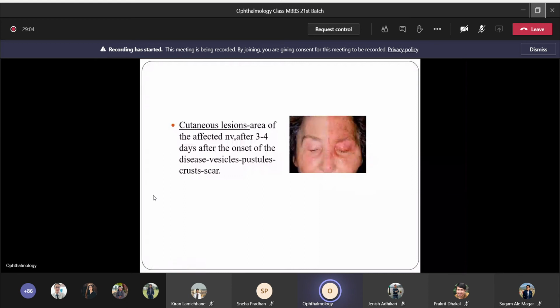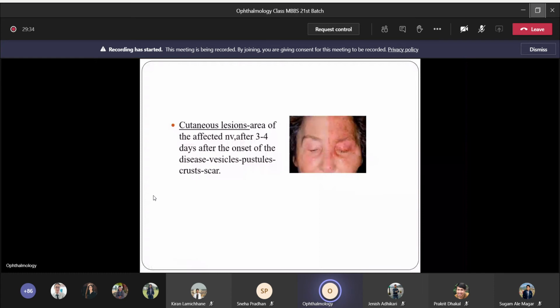Almost invariably it involves the forehead, then the eyebrows are affected, and then the eyelids and even the periorbital edema. And then sometimes the tip of the nose is affected, like in this picture, so that is known as the Hutchinson's sign. Whenever the tip of the nose is involved or affected, that is known as the Hutchinson's sign. So that is the typical lesion.